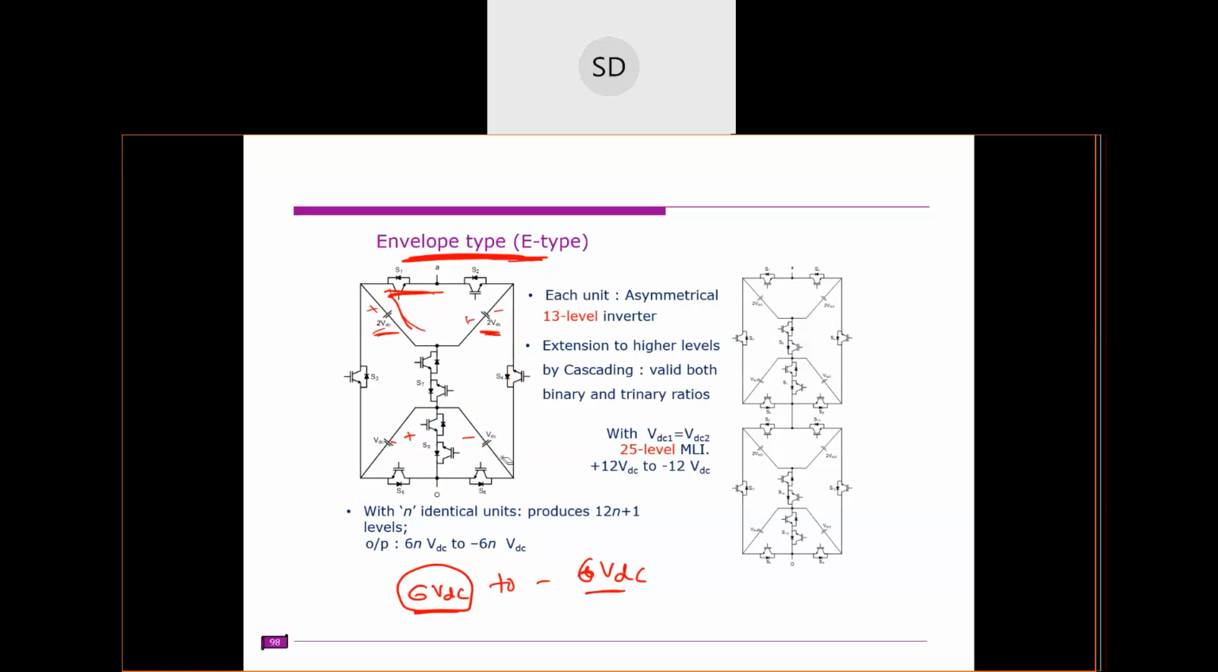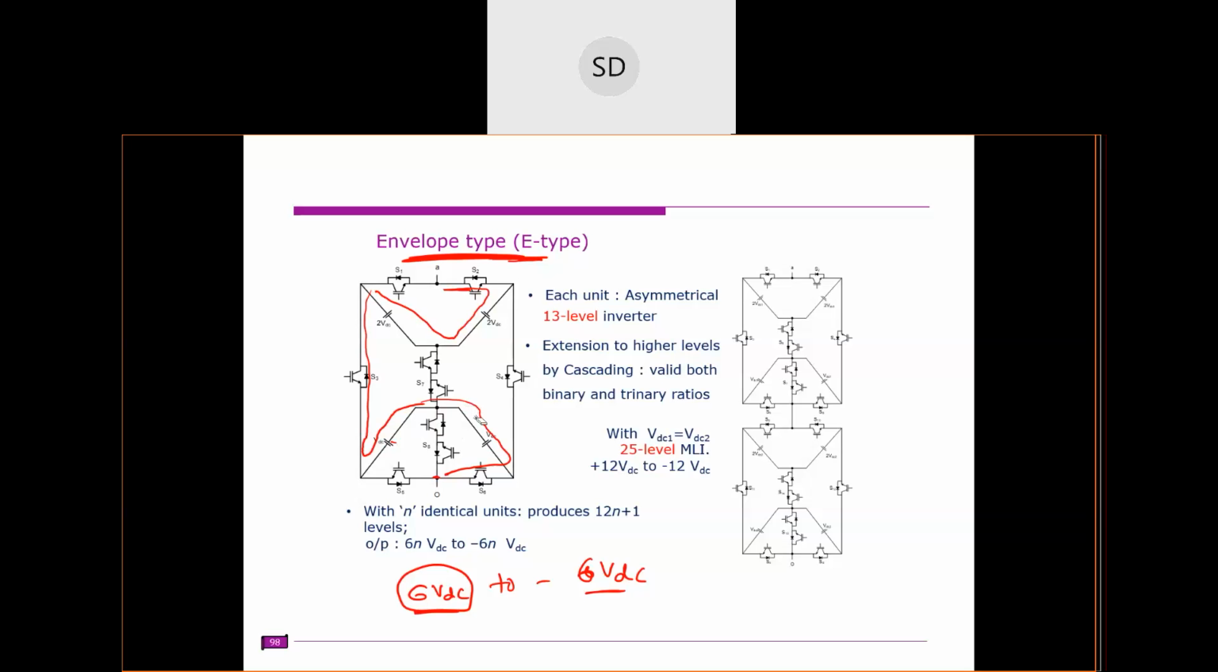Similarly, if you want only minus 6 VDC, which switches do we need to turn on? Minus 6 VDC means this 0 must be connected to the negative, so this A must be connected to the negative plate. So we need to go like this. Is this correct? Yes, sir. So this will give you the minus 6 VDC.